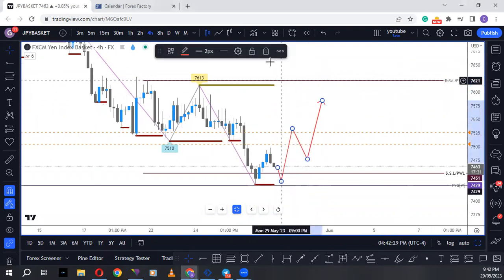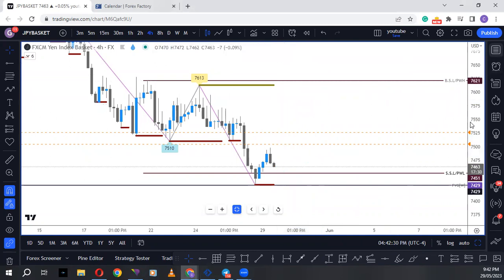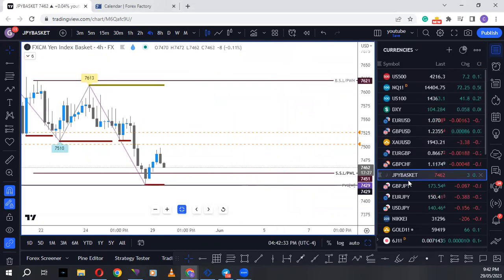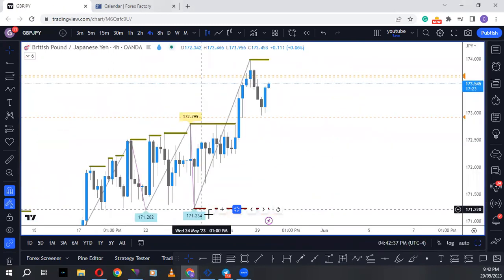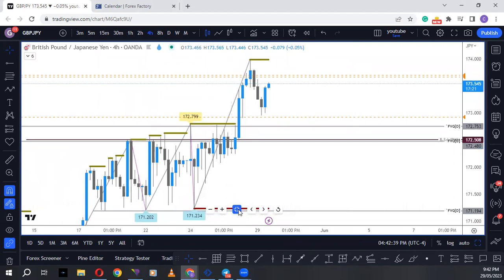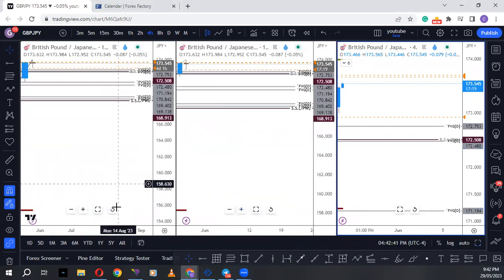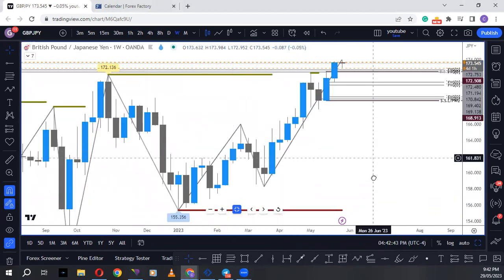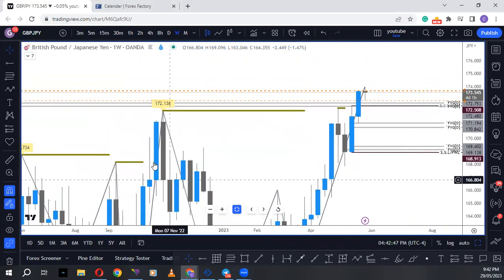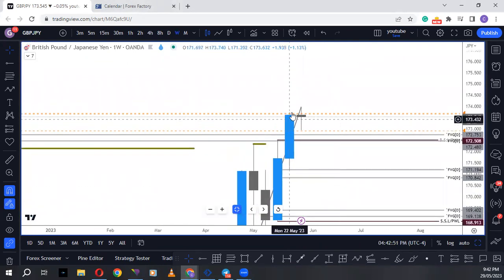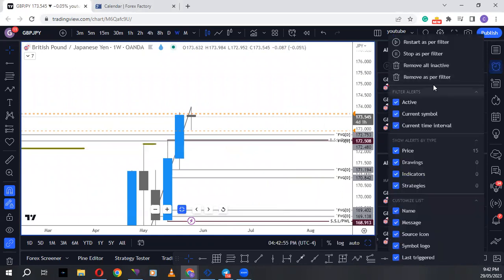So with that idea, if we go into the major yen pairs like GBP, pound yen, they are all basically very, very, very bullish. And as you can also see, this has gone above the previous week's high. Let me remove all my.